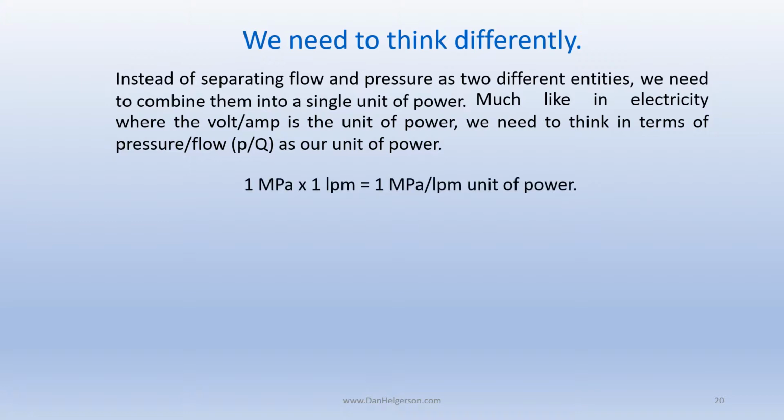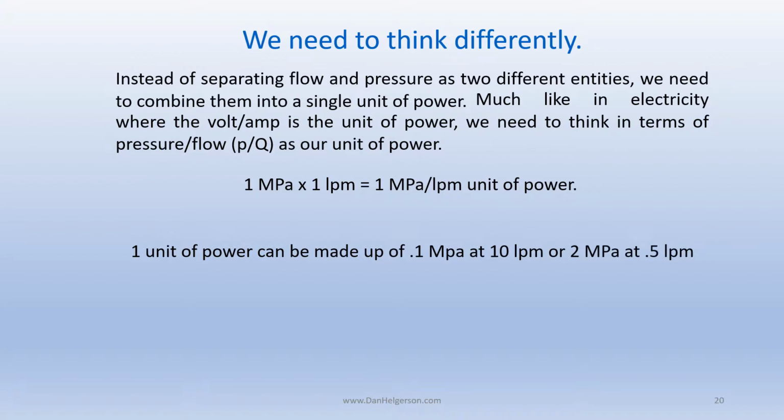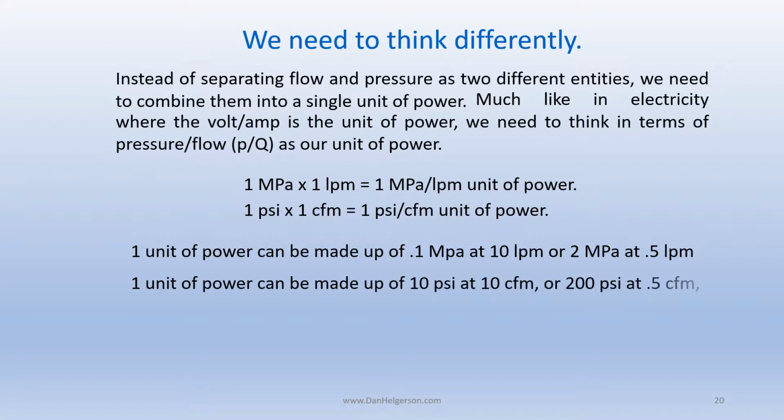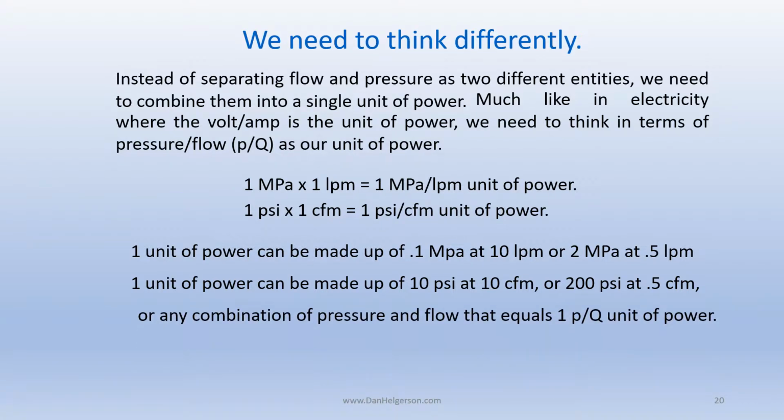1 megapascal times 1 liter per minute could be 1 megapascal-liter per minute unit of power. 1 unit of power can be made up of 0.1 megapascals at 10 liters per minute, or 2 megapascals at 0.5 liters per minute. Or we had 1 psi times 1 CFM equals 1 psi-CFM unit of power. 1 unit of power can be made up of 10 psi at 10 CFM, or 200 psi at 0.5 CFM, or any combination of pressure and flow that equals 1 pressure-flow unit of power.